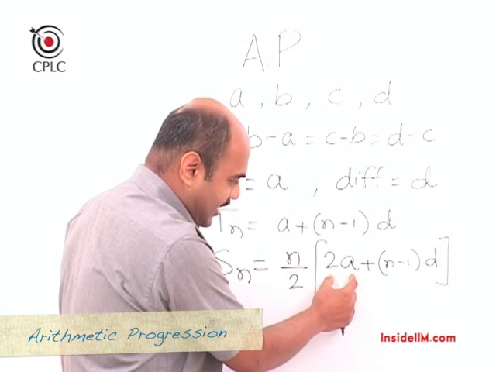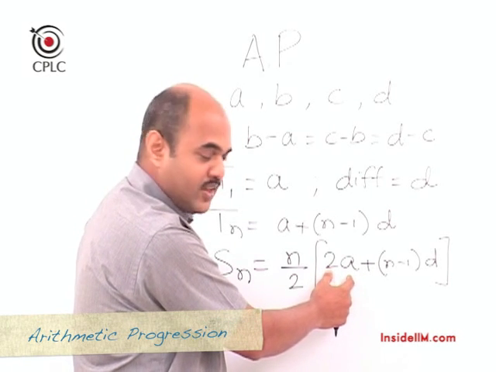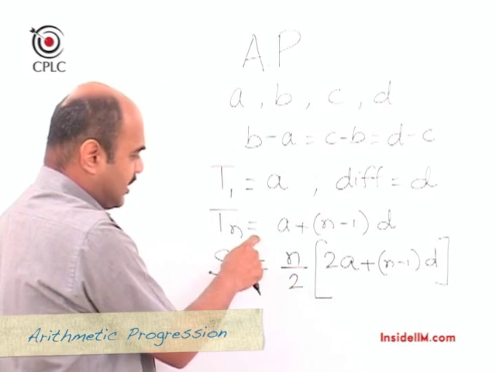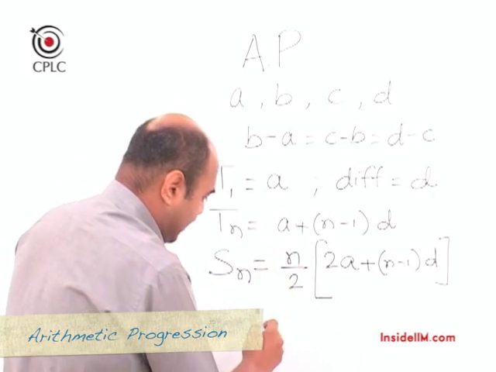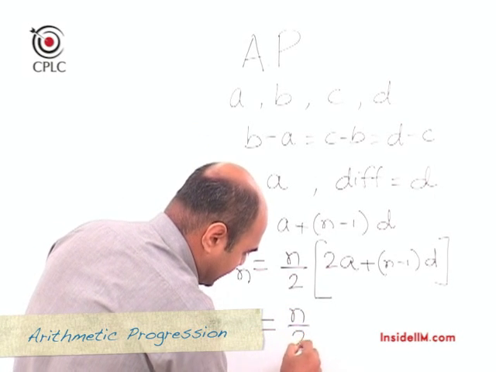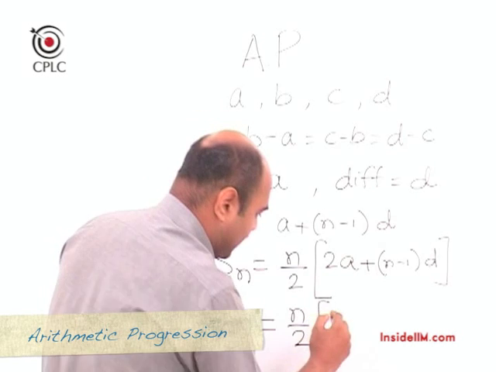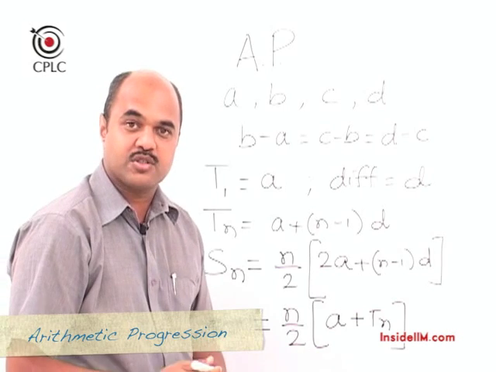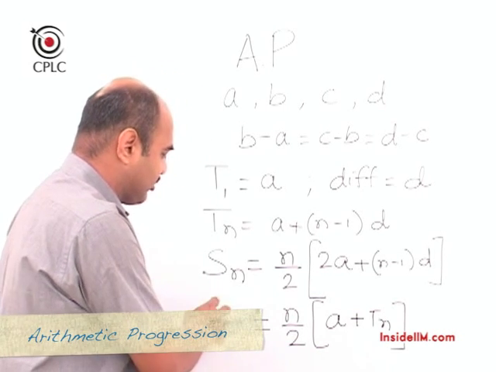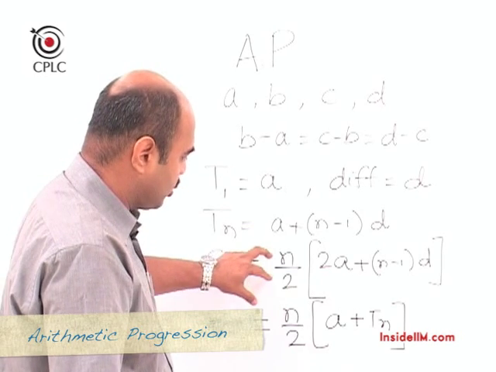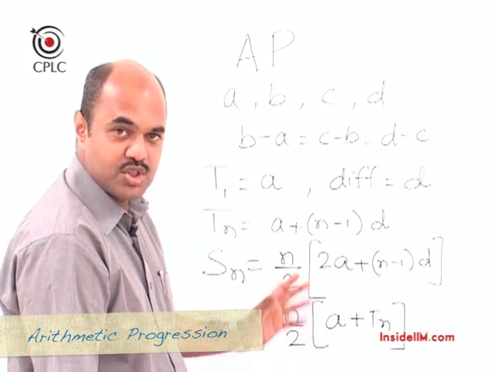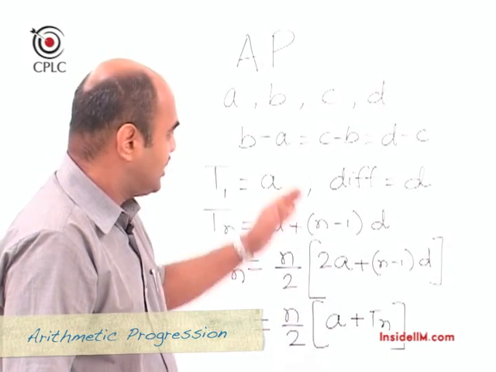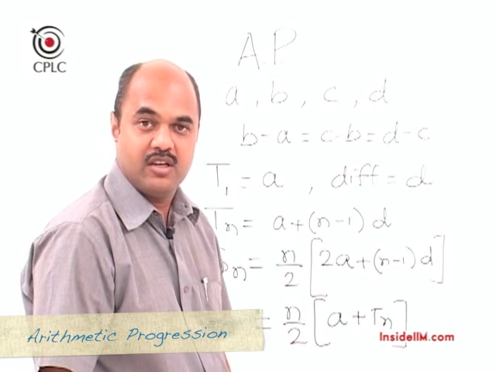Now it is possible to write 2a as a plus a, and if we take one a with this n minus 1 into d, then it is nothing but the formula for the nth term. Hence Sn can also be written as n upon 2 multiplied by the first term a plus the nth term, which is also the last term. So there are two formulae that we can remember for Sn. It is n upon 2 into 2a plus n minus 1 into d, which is nothing but n upon 2 into first term plus last term. So these are the various formulae for arithmetic progression.